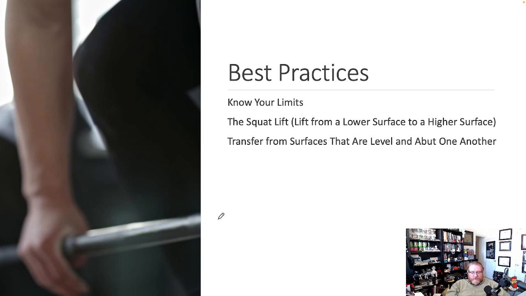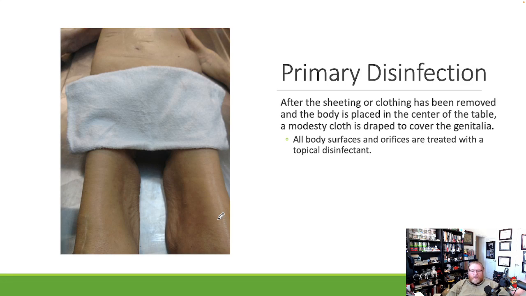Lift from a lower surface to a higher surface and transfer surfaces that are level and abut one another. Ideally, you will want the surface where the body is slightly higher than the surface it is transferring to. That way, as you pull the body over, gravity will help you and the body will slide right onto the table. Now, another bit of practical advice.